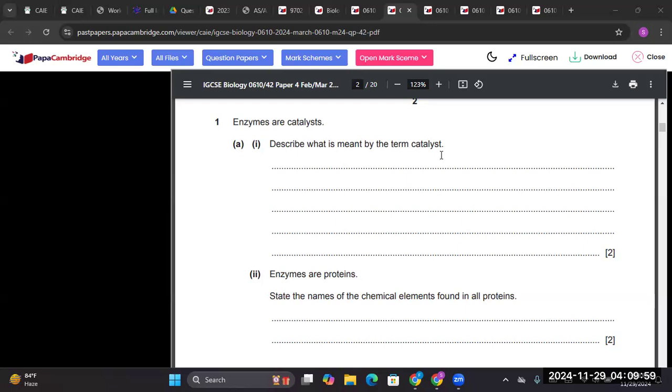Enzymes are proteins. State the name of chemical elements found in all proteins. Elements are like iron, zinc, copper. So what are the elements we find in proteins? Carbon, correct, and hydrogen, and oxygen. Yes, that is correct. Hydrogen, oxygen, and also nitrogen. Proteins also have nitrogen in them.